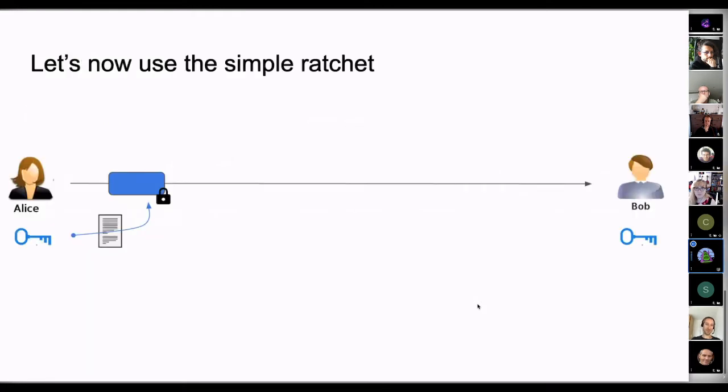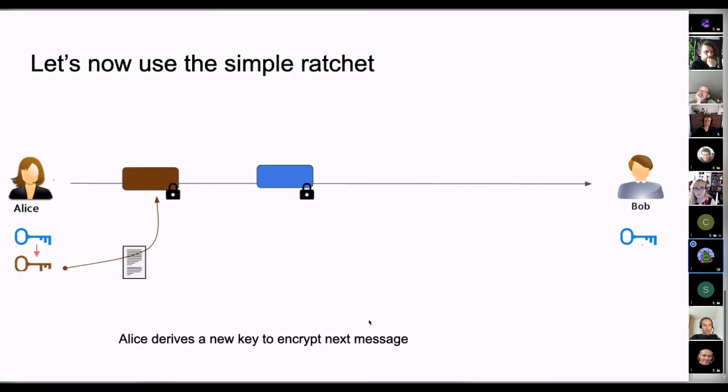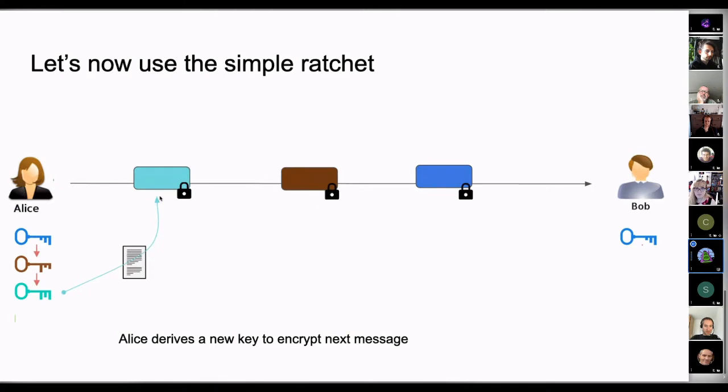So let's now use the simple ratchet. We have Alice and Bob. We agreed on a root key. That would be our secret word. So I use it to encrypt the first message. Now I apply my one-way transformation to get the new key, or the new word, and I encrypt the second message with that key. And I do that again, and so on and so on and so on.